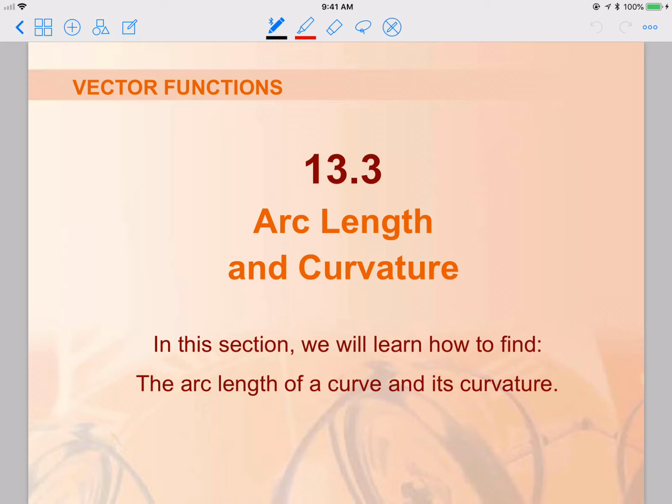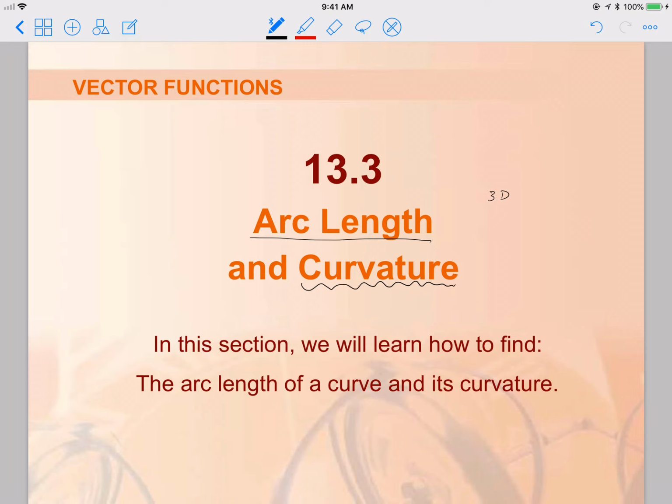Okay, so arc length is something that we've actually seen twice. We saw arc length back in Calculus 1, and then we saw arc length for parametrically defined functions in Calculus 2. Now we're going to learn about arc length for space. In other words, arc length in 3D, where you have space curves and vector functions. And we'll introduce a new concept which is called curvature.